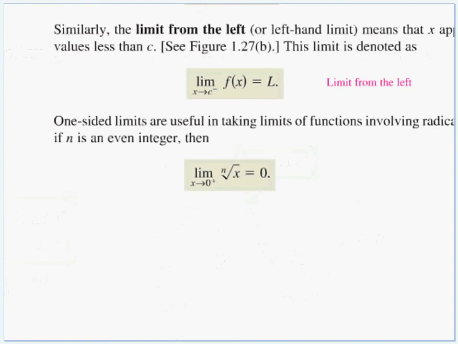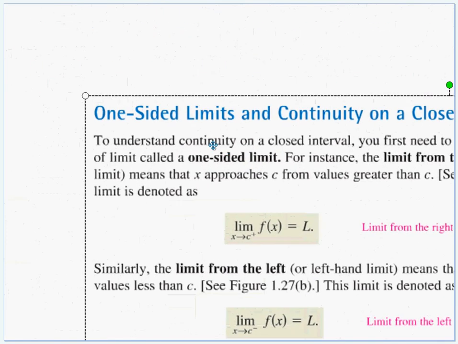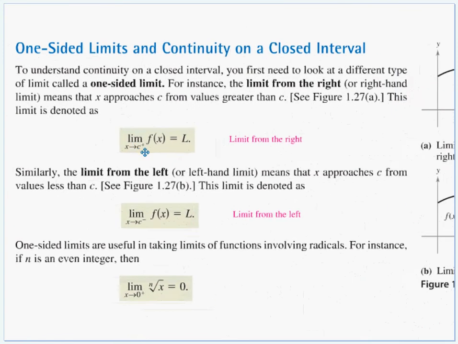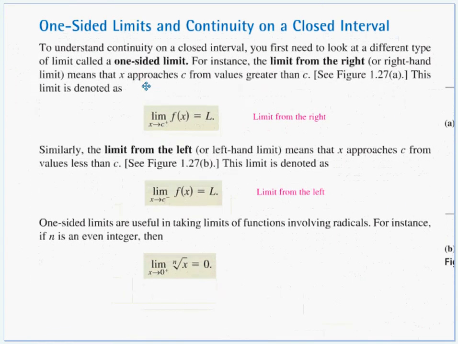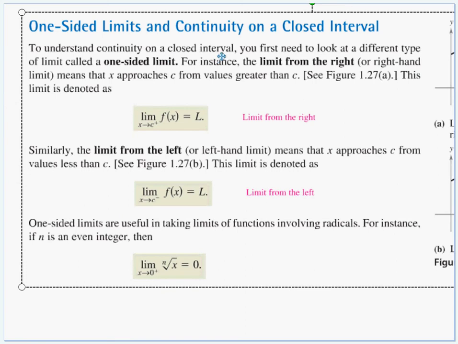All right. Now this, I did introduce in the last section a little early. I think it helps the overall understanding. One-sided limits. To understand continuity on a closed interval, you first need to look at a different type of limit called a one-sided limit. For instance, the limit from the right, or the right-handed limit, means that x is approaching our c value from the numbers greater than c, on the right of it on the number line. And this is denoted, we already talked about this, that x approaches c from the plus side. There's a little plus superscript. So we have a limit from our right.